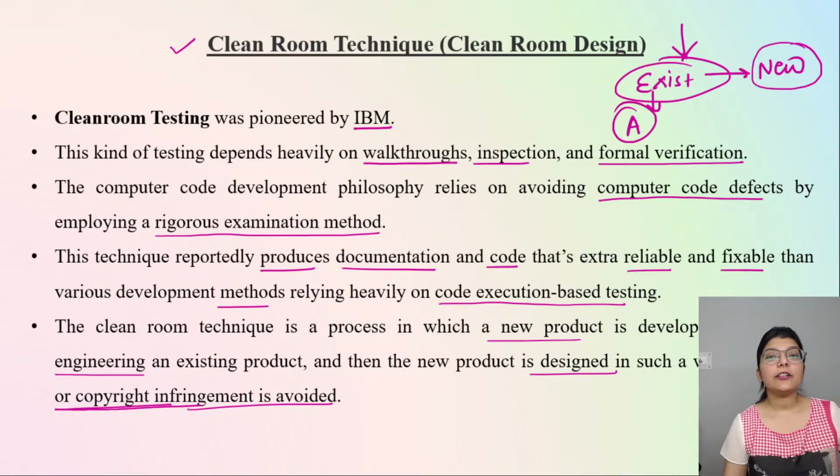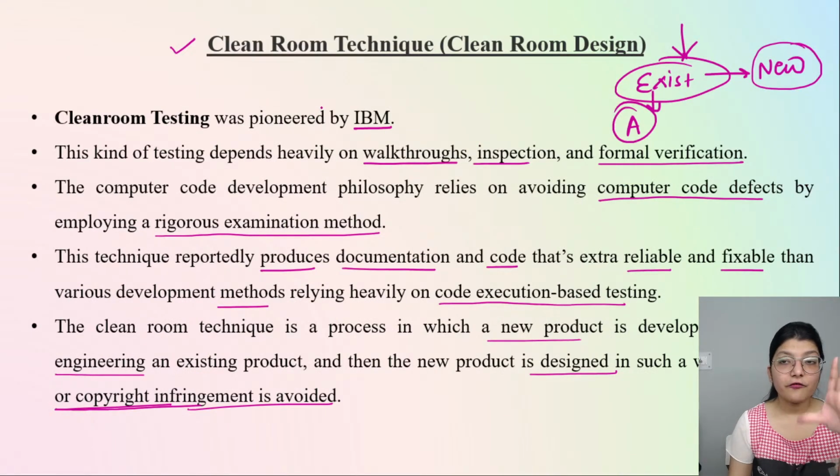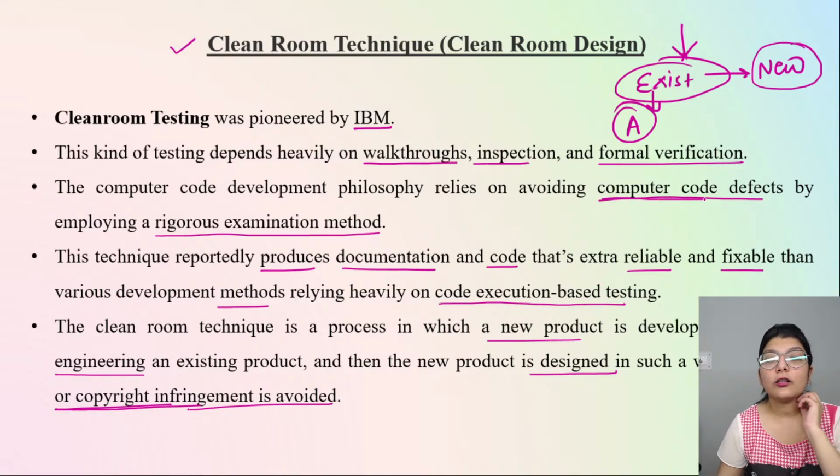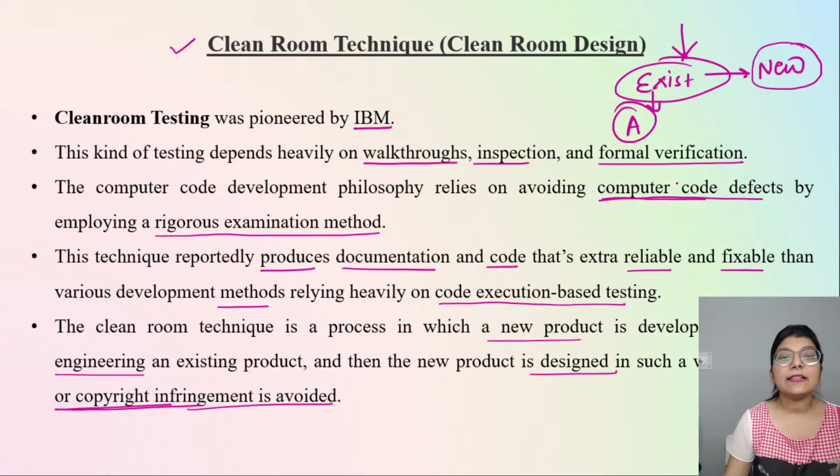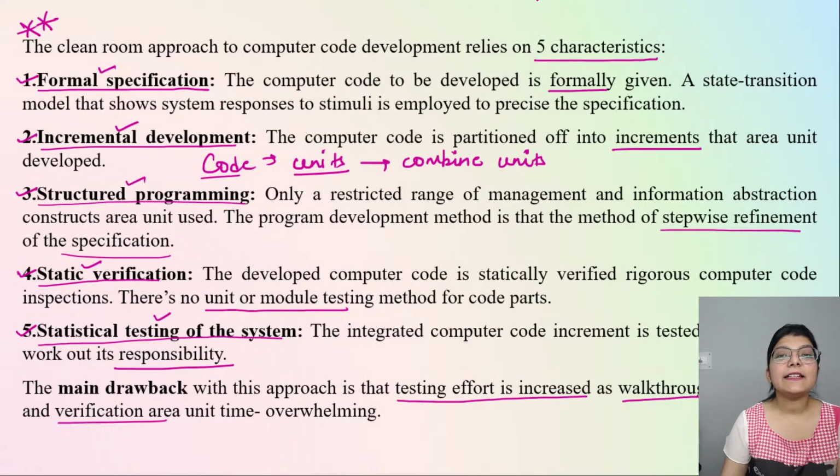Okay, the clean room is a type where you have to design the software in such a way that no patent and copyright infringement is there. Okay, it basically focuses on your computer code and it basically employs a rigorous examination or testing method so that there are no defects in the code. Okay, and these are the 5 characteristics on which the computer code development relies.